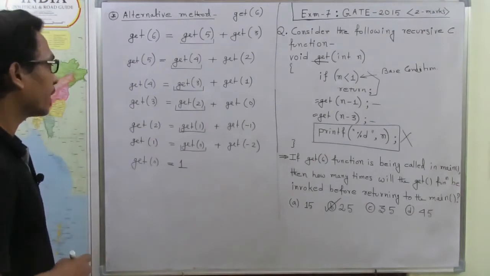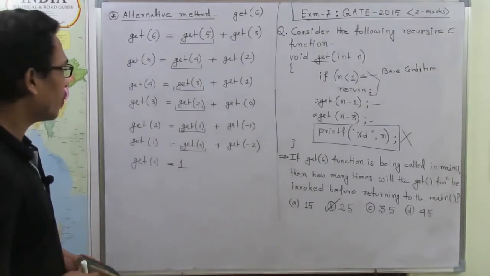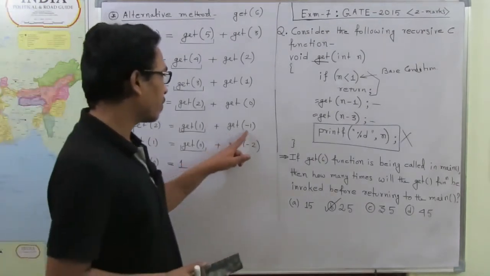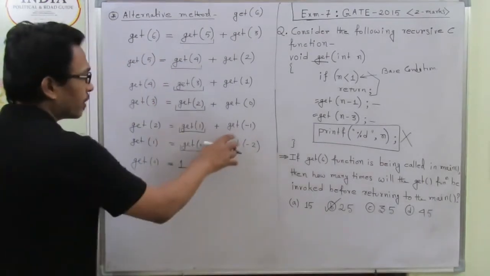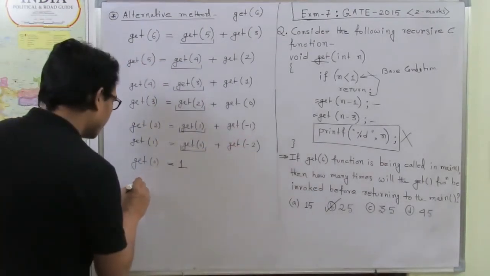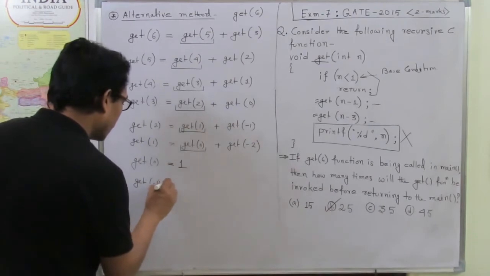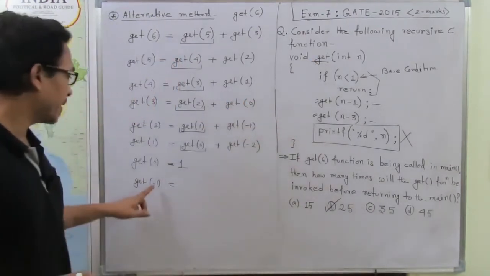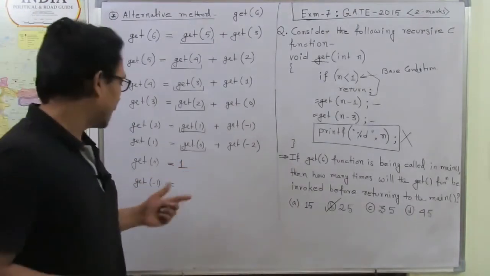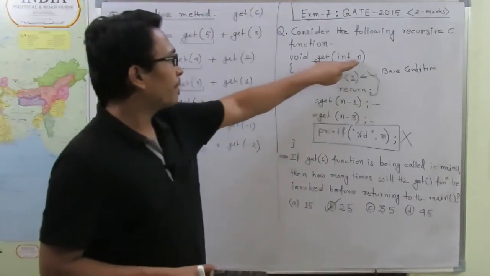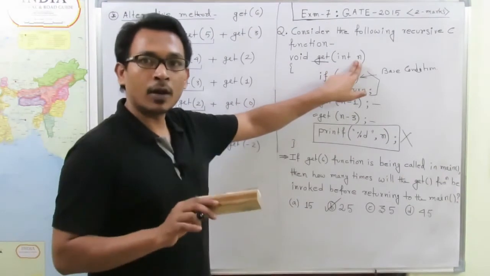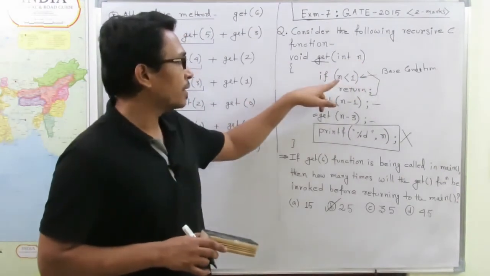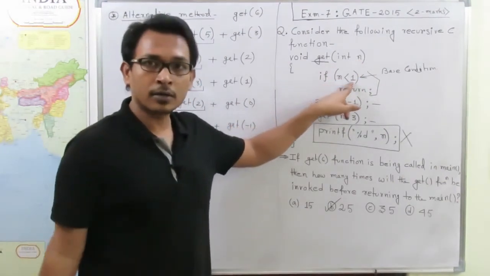Clear? Now we have more unknowns: get minus 1 and get minus 2. So get minus 1. What happens when we call this particular function with parameter minus 1? That means in this function call the value of n will become minus 1. That means, is minus 1 greater than 1?